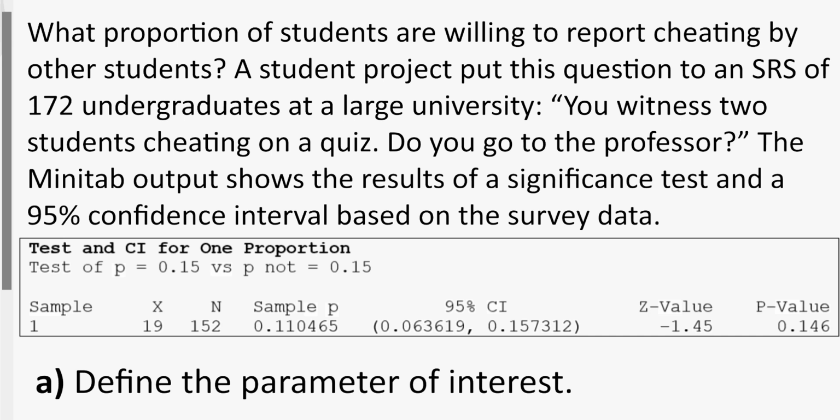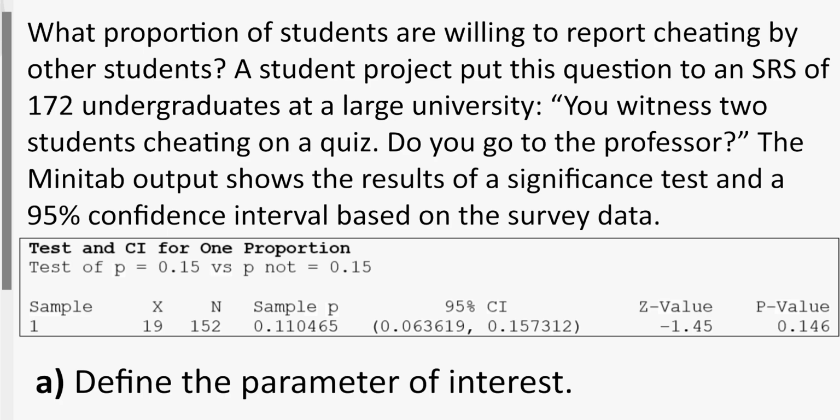Okay, a student project put this question to a simple random sample of 172 undergraduates at a large university. The question was, you witnessed 2 students cheating on a quiz. Do you go to the professor? The Minitab printout shows the results of a significance test and a 95% confidence interval based on the survey data.